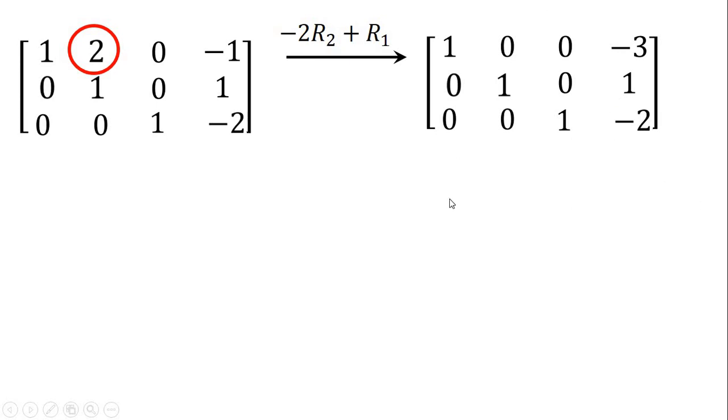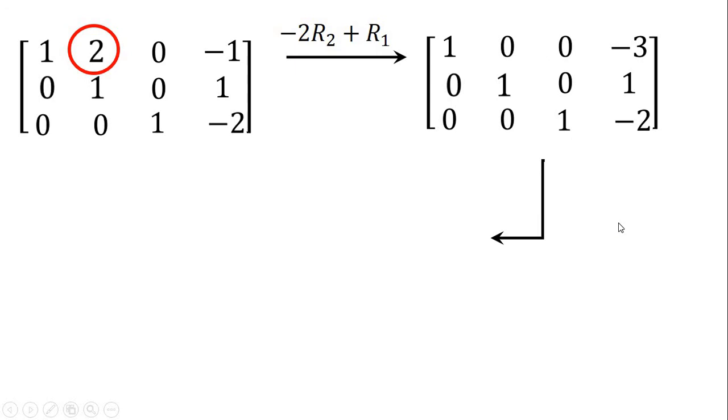Now, as you can see, this matrix is already in RREF. This matrix is in row echelon form, and the entries above and below every leading entry are all 0. So this is in RREF.